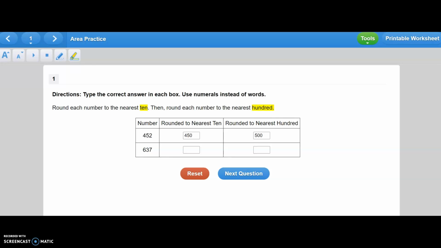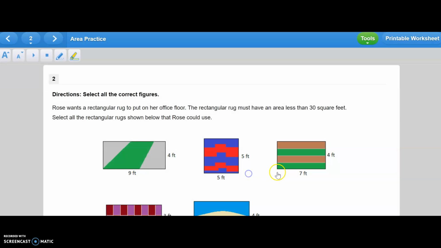All right, for the second part, for the number 637, you'll have to pause the video and answer these 2 questions. Round to the nearest 10, then round to the nearest 100. Then click Next.